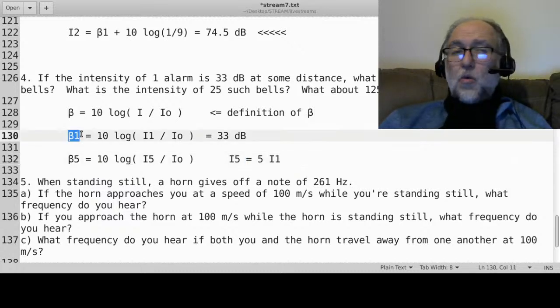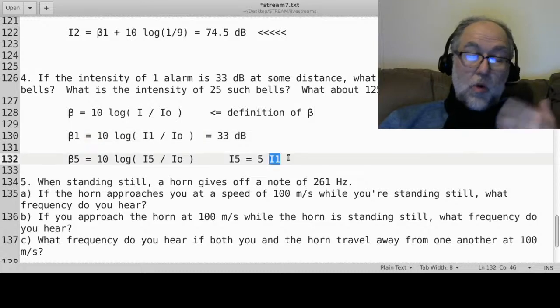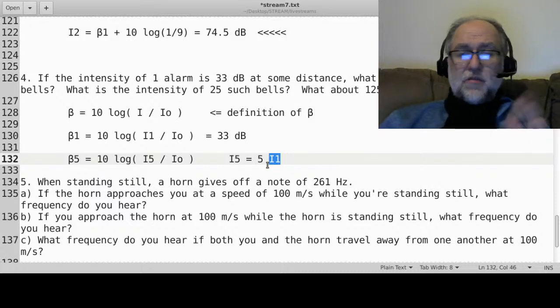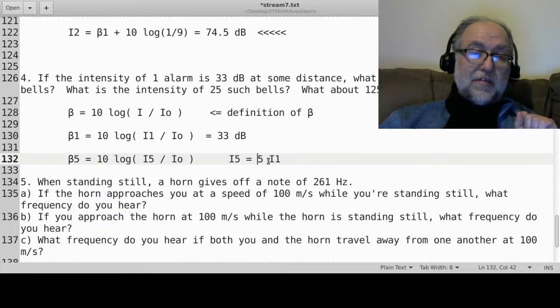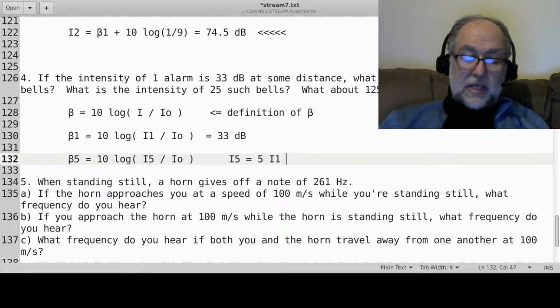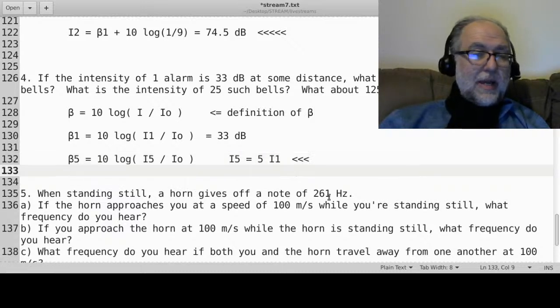The betas don't work that way where you can multiply, but the I's do. If you've got one I and then you've got another one, then just add that in, and then add that in. So the I's just add. If you've got 5 of them, you just multiply by 5. So the intensity of 5 alarms is 5 times the intensity of one alarm. That's what this says. In English, the intensity of 5 alarms is 5 times the intensity of one alarm. You say, well, what do I do with that?